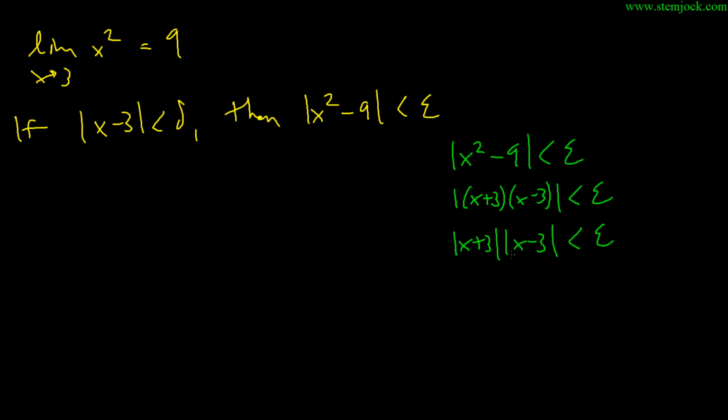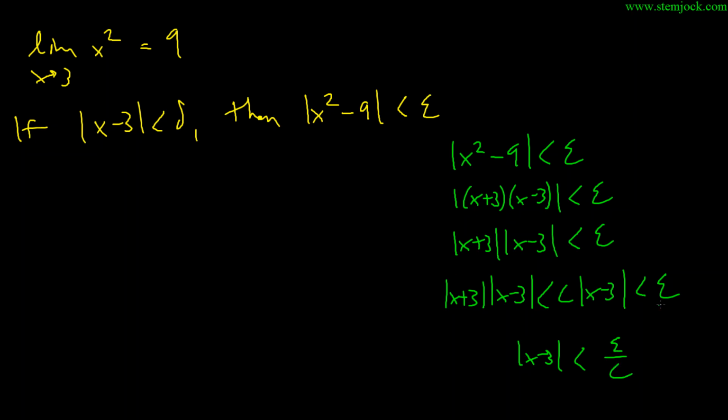Now, I want to get rid of this x plus 3 here. So what I do is I say that there is an upper bound, a constant. As x goes to 3, there's going to be a constant that is the upper bound of this function here. So absolute value of x plus 3 times absolute value of x minus 3 is going to be less than some constant c times absolute value of x minus 3, which is less than epsilon. And I can solve now for absolute value of x minus 3 less than epsilon over c. I divided both sides by c here.